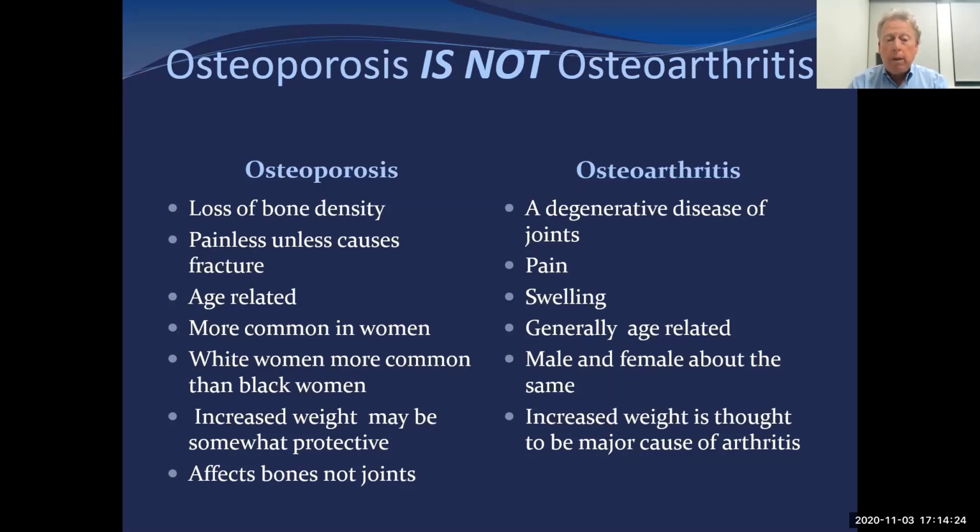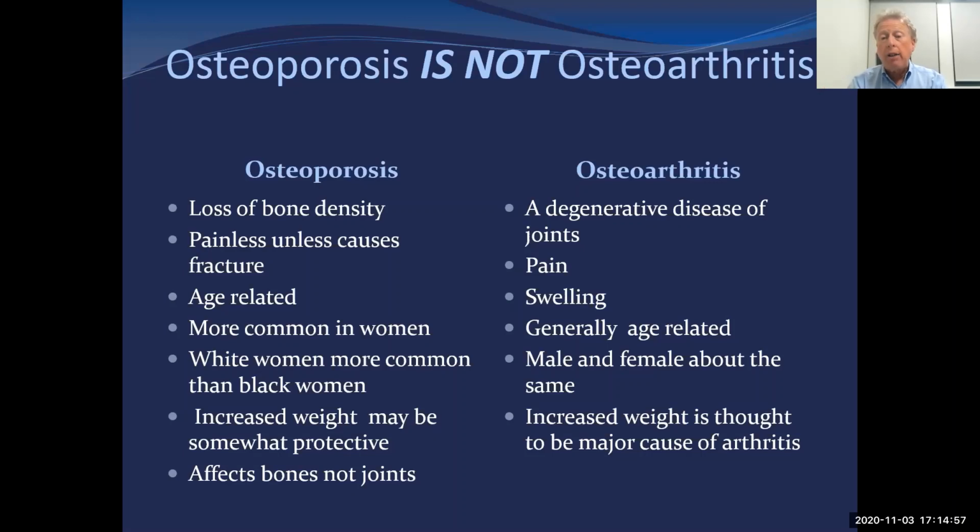Again, more common in women. White women, more common in Black women. This is the one time where weight is actually somewhat protective. People that are very thin, slight frames, those people are much more prone to osteoporosis. And again, although weight is not good for other systems, it's a little better for your bones. And this affects bones, not joints. So when people say it hurts when I move my hands because they're stiff, that's not osteoporosis.